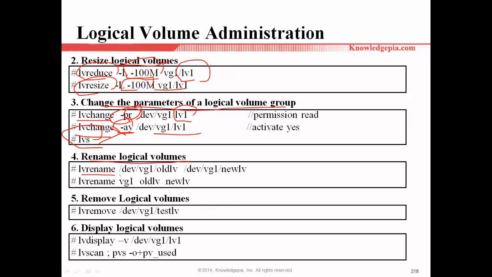Rename the logical volume here, lvrename. This is the old name and this is the new name, or this is the volume group. If the logical volumes belong to the same volume group, then just give the volume group, old logical volume, and new logical volume like this. Remove, then lvremove here. In my case, volume group 1 and the test logical volume. Display, lvdisplay, lvscan, or pvs for physical volumes and the option for the physical volumes used. Then this one will show the information.